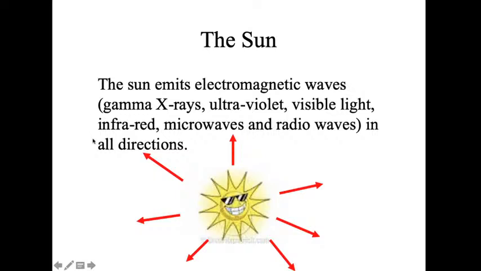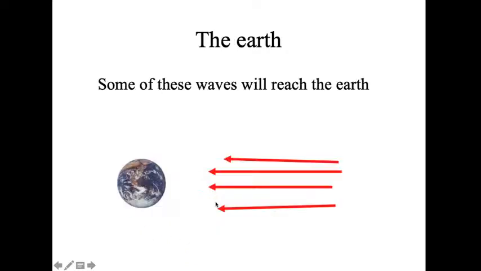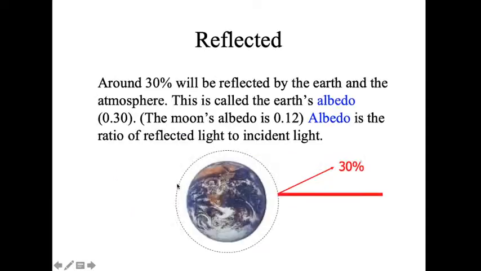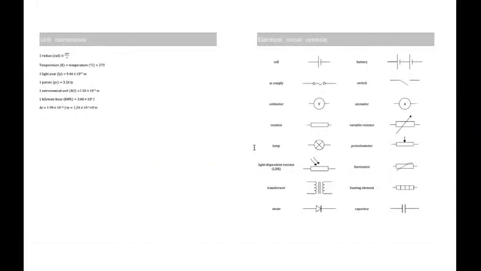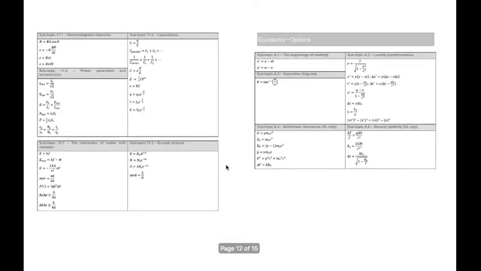This is some more conceptual stuff, kind of a bit of review. The sun emits electromagnetic waves, so everything from gamma, X-ray, UV, visible, infrared, microwave, and radio waves in all directions. It's not just a laser beam pointed at the Earth. It's going everywhere. Some of them, a pretty small fraction of them, will reach the Earth. And now we're getting into this idea of albedo, which is our last formula on topic 8.